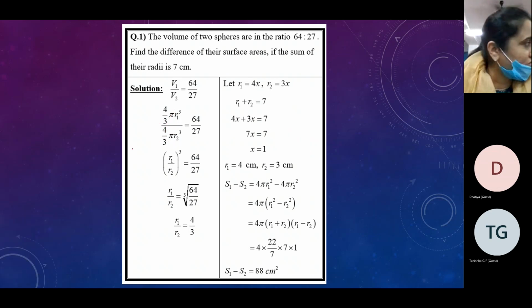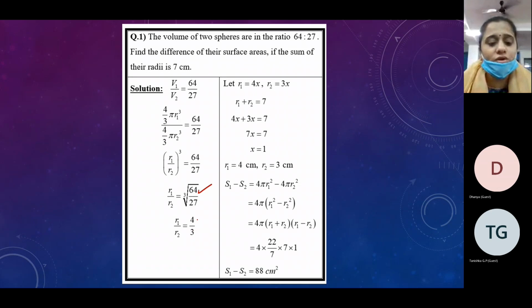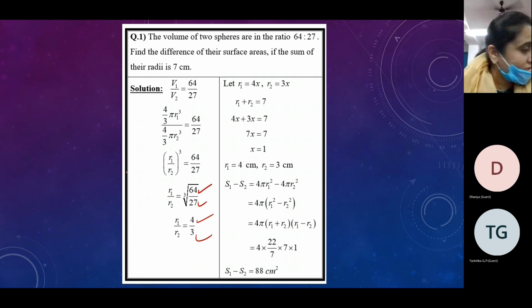Not root cube. I don't know if we can say it like that. Cube root of, yeah, cube root of. Which is 4 by 3, because the cube root of 64 is 4 and the cube root of 27 is 3. So R1 by R2 is 4 by 3.